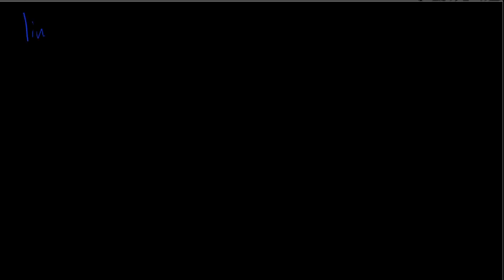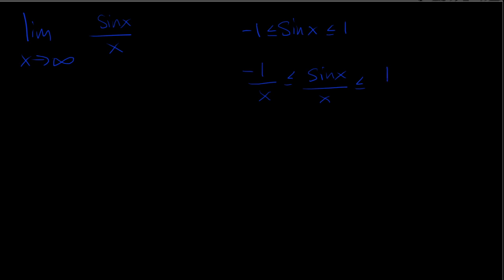I want to find the limit as x approaches infinity of sine of x over x. We know that sine is between 1 and negative 1. And so if I divide everything by x, I get negative 1 over x less than or equal to sine of x over x less than or equal to 1 over x.